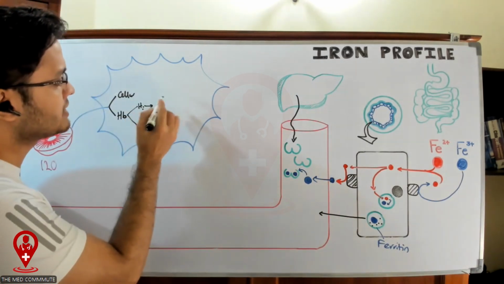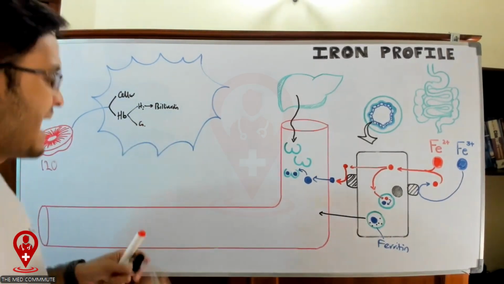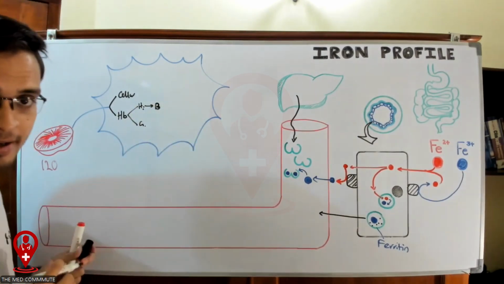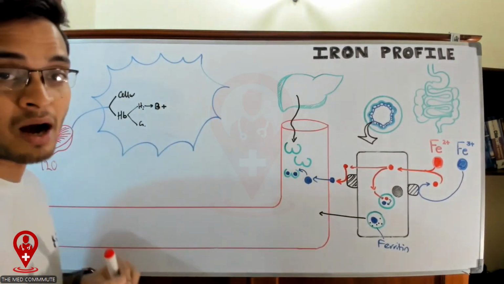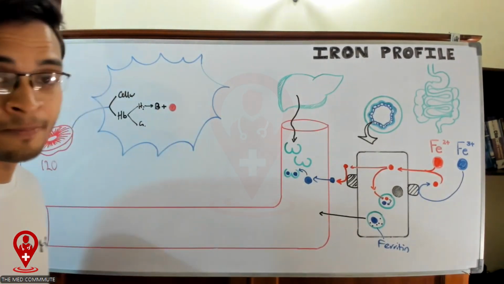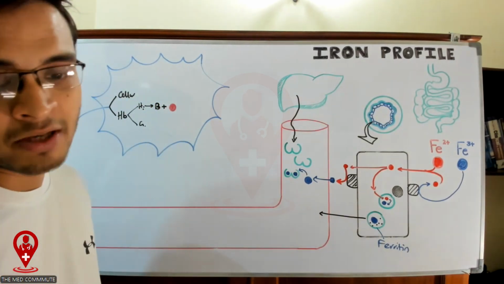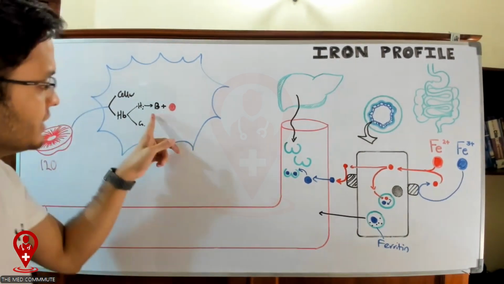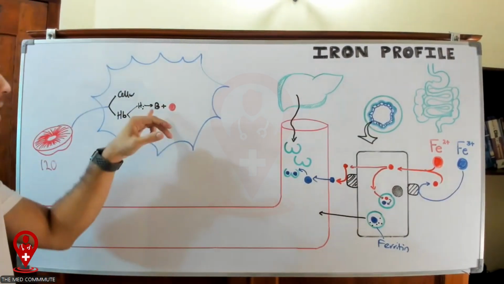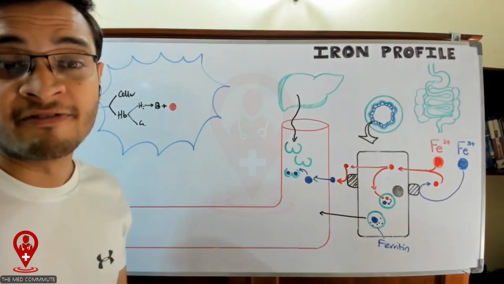The heme part is broken down into something we call biliverdin. I will denote it with the letter B. Biliverdin, plus we get our heme iron, remember, in red. So the hemoglobin is broken down into heme iron and this biliverdin. Now, the biliverdin will go to the liver where it will be excreted and recycled. The heme part, the heme iron, or what we call the ferrous iron.